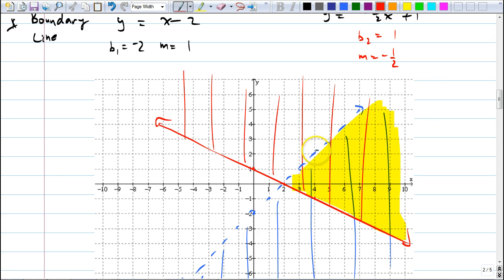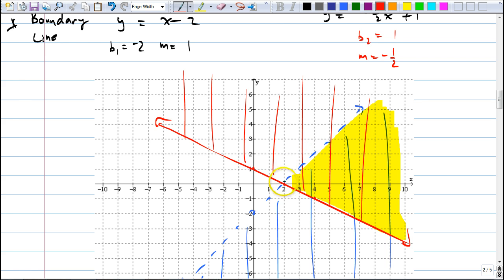No, because it's on the dotted line, right? It's a solution to the red, but it's not a solution to the blue. It's got to be a solution for both. What about (4, -1)? Yes, it is, because (4, -1) is a solution to the red, but it's also a solution to the blue. So it's a solution.